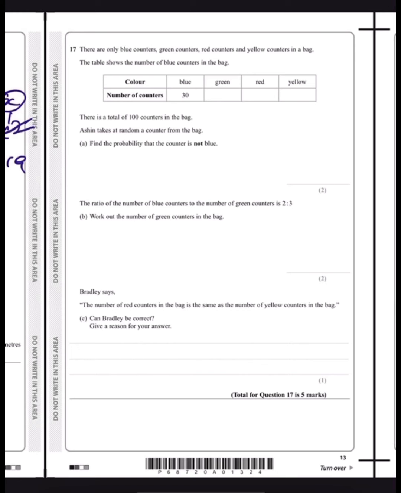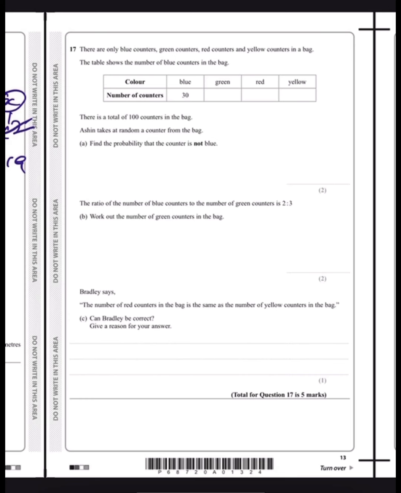So the question is, there are only blue counters, green counters, red counters and yellow counters in a bag. The table shows the number of blue counters in the bag. They've given us a small table with the colors in the first column and the number of counters in the second. They've already given us the number of blue counters.